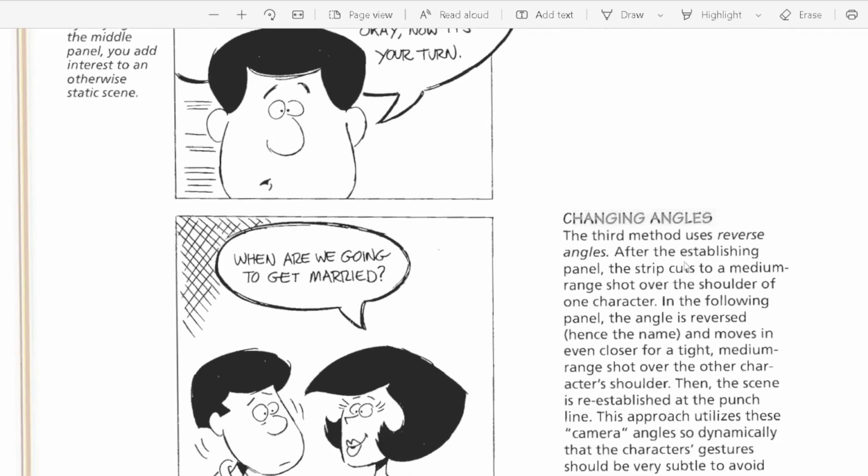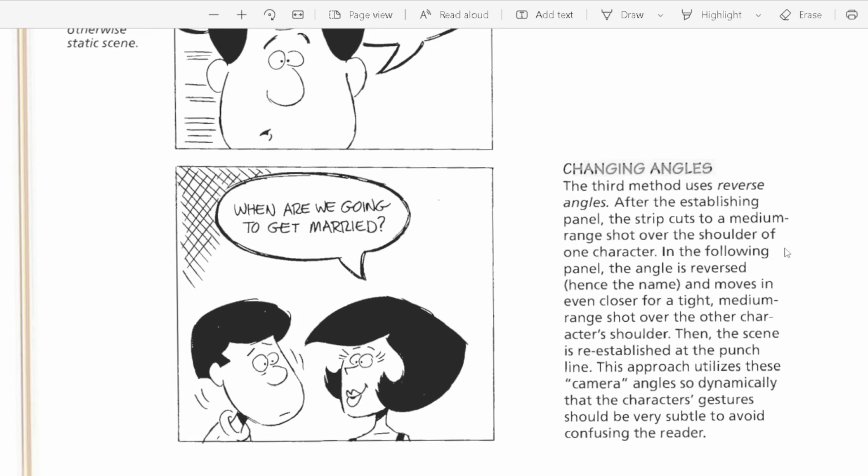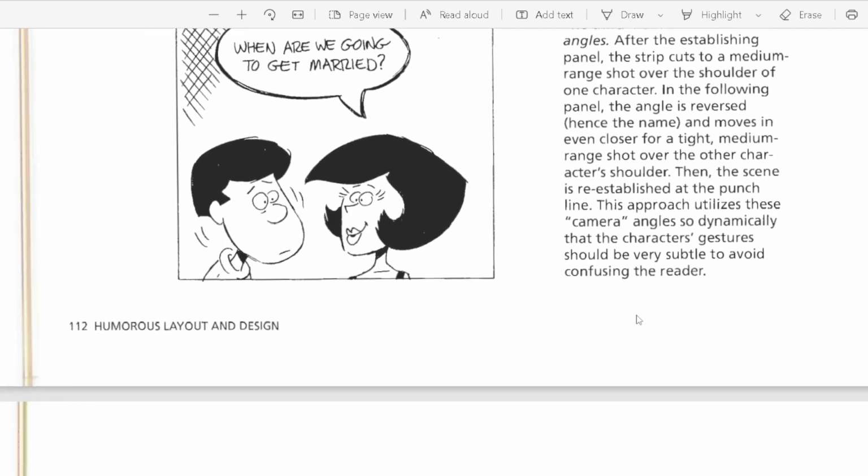Changing angles. The third method uses reverse angles. After the stabilizing panels, the strip cuts to a medium range shot over the shoulders of one character. In the following panel, the angle is reversed, hence the name, and moves in even closer for a tighter medium range shot over the other character's shoulders. Then the scene is re-stabilized at the punchline. This approach utilizes camera angles so dynamically that the characters' gestures should be very subtle to avoid confusing the reader.